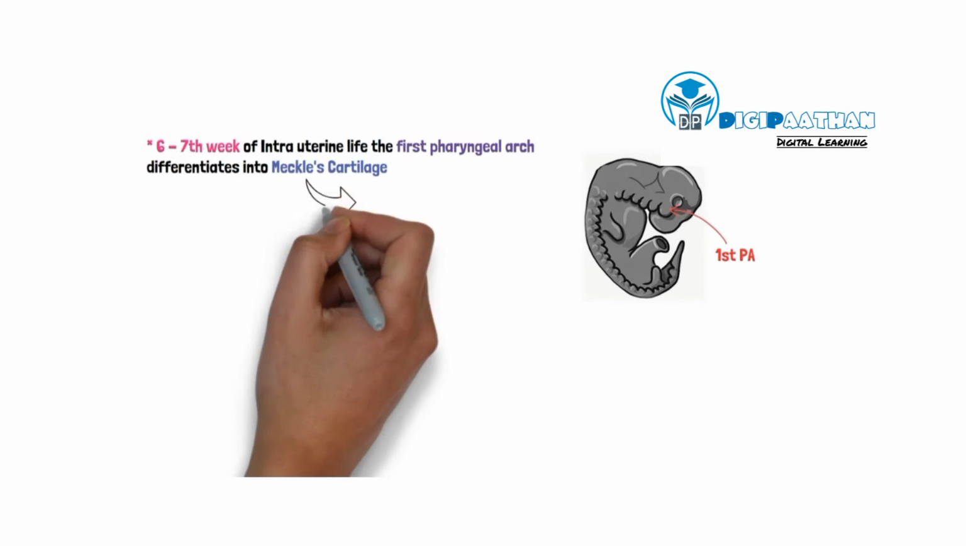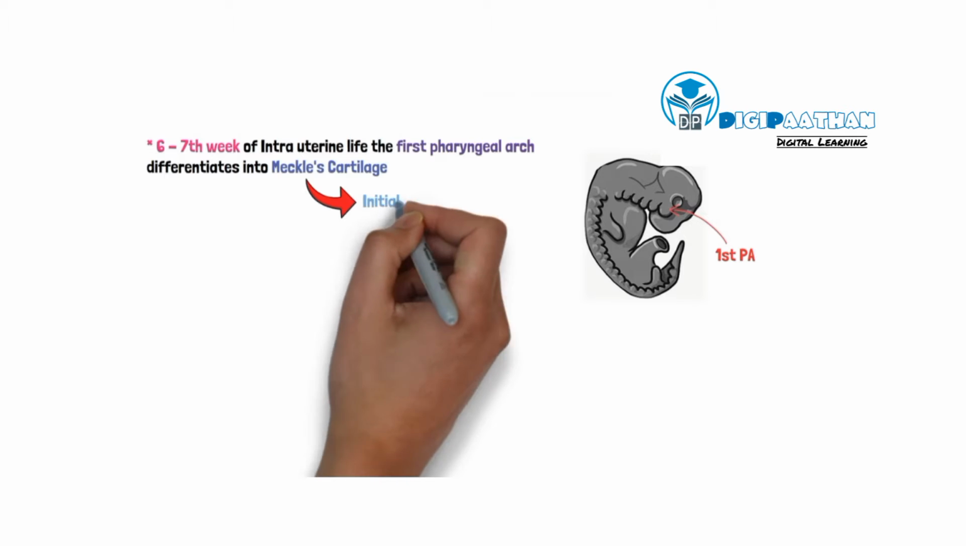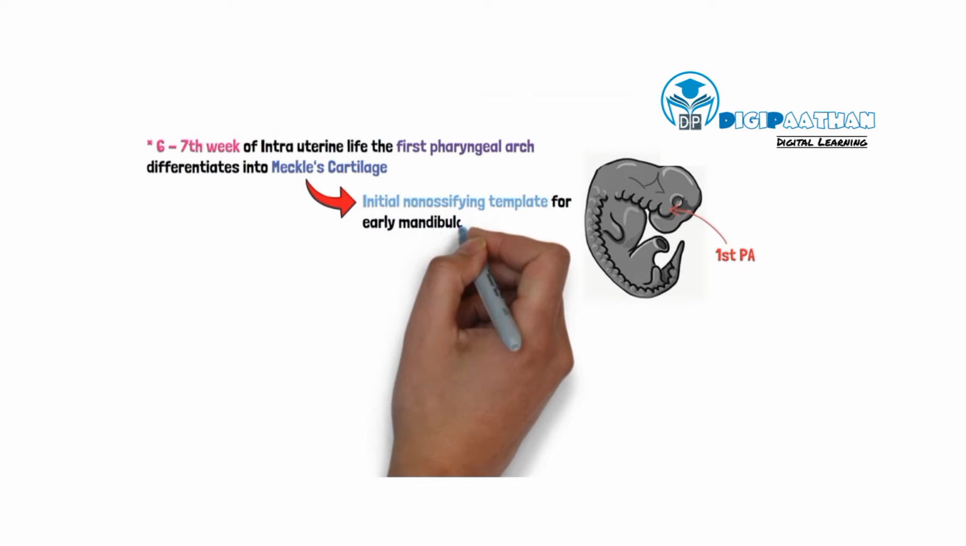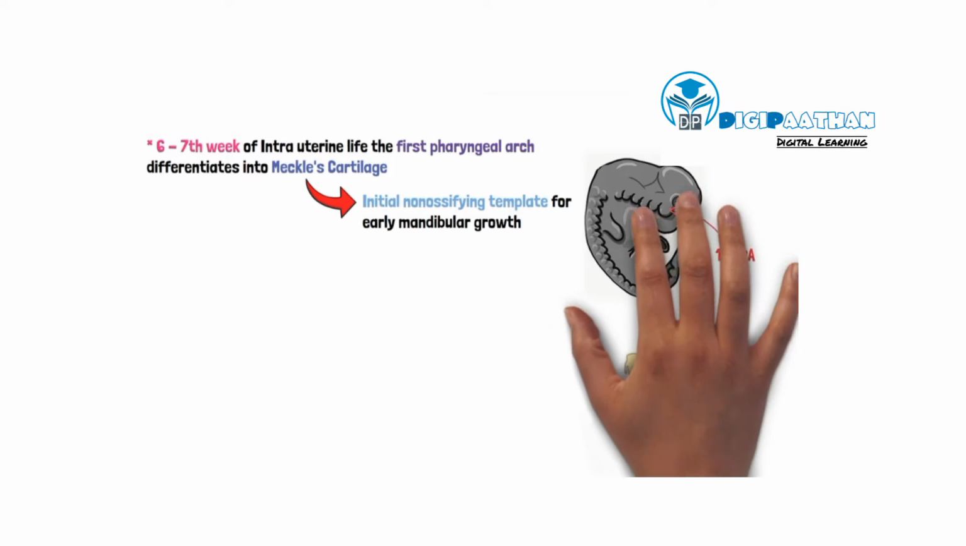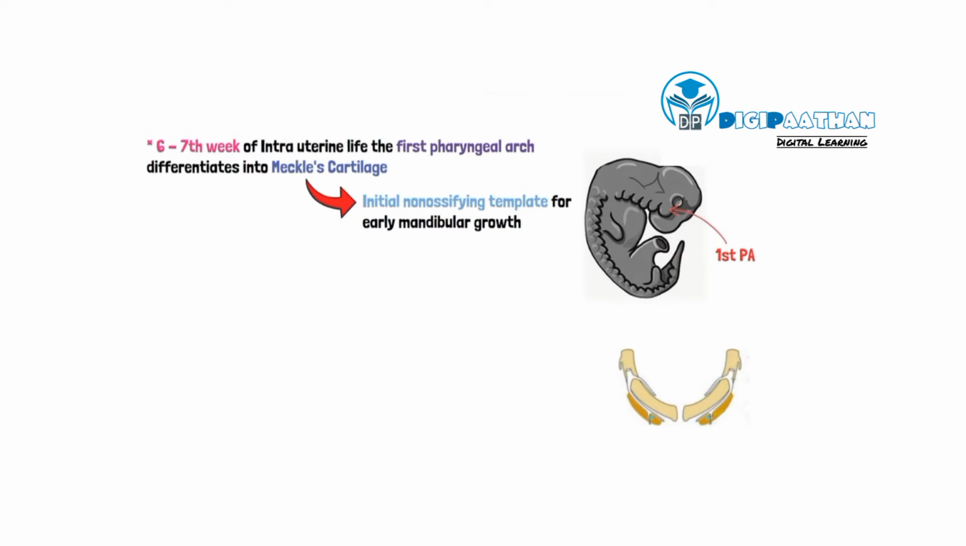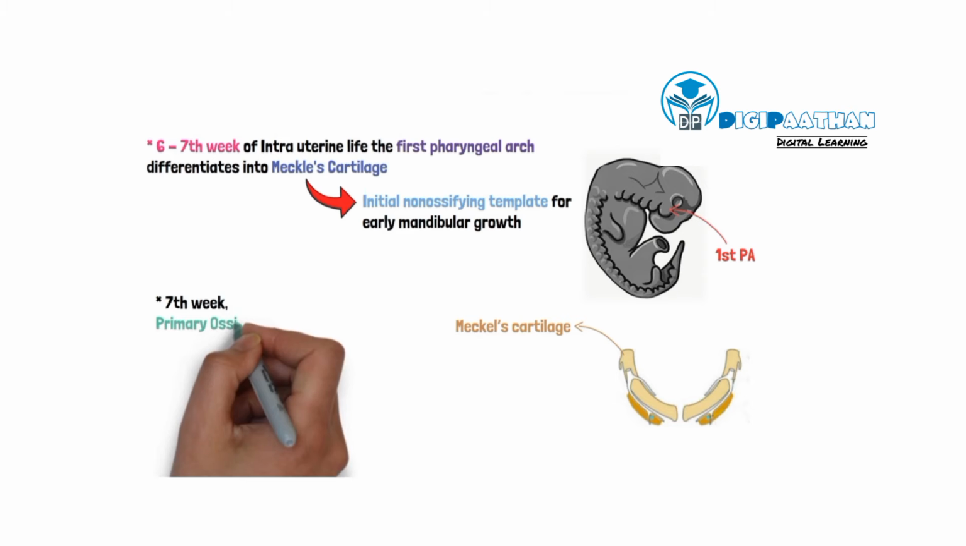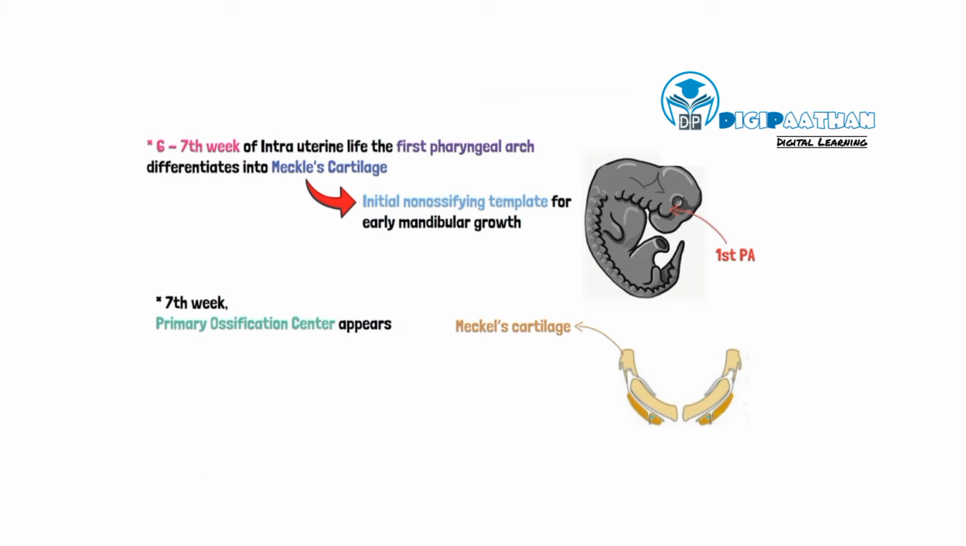Over here, we can see the first pharyngeal arch. Now, what is the Meckel's cartilage? The Meckel's cartilage is basically a non-ossifying template for the early growth of the mandible. This just acts as a mold. It's going to degenerate later on. So around the 7th week, a primary ossification center appears.